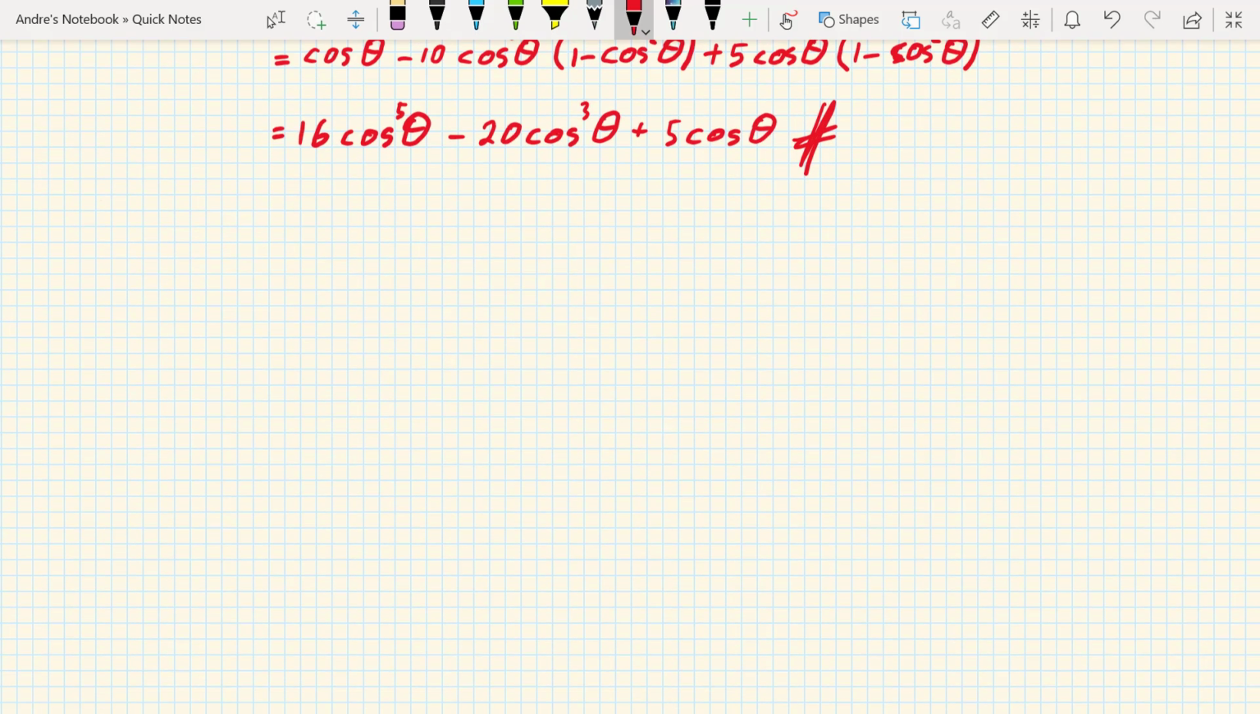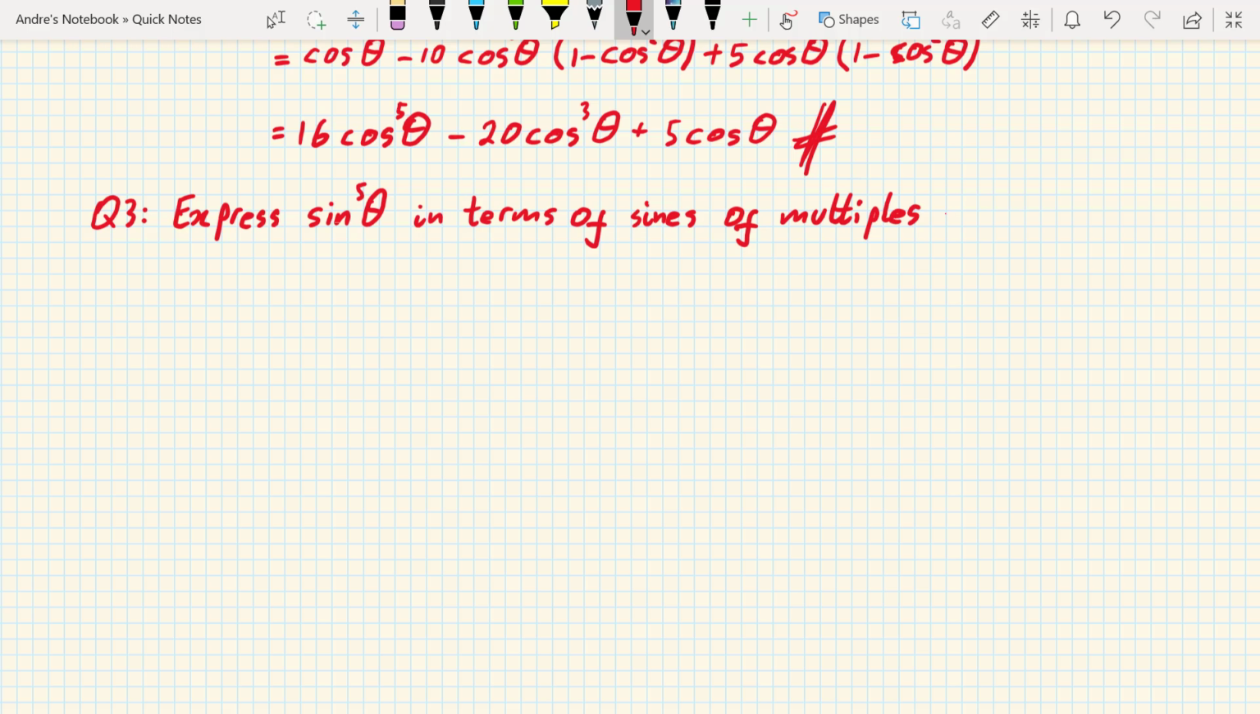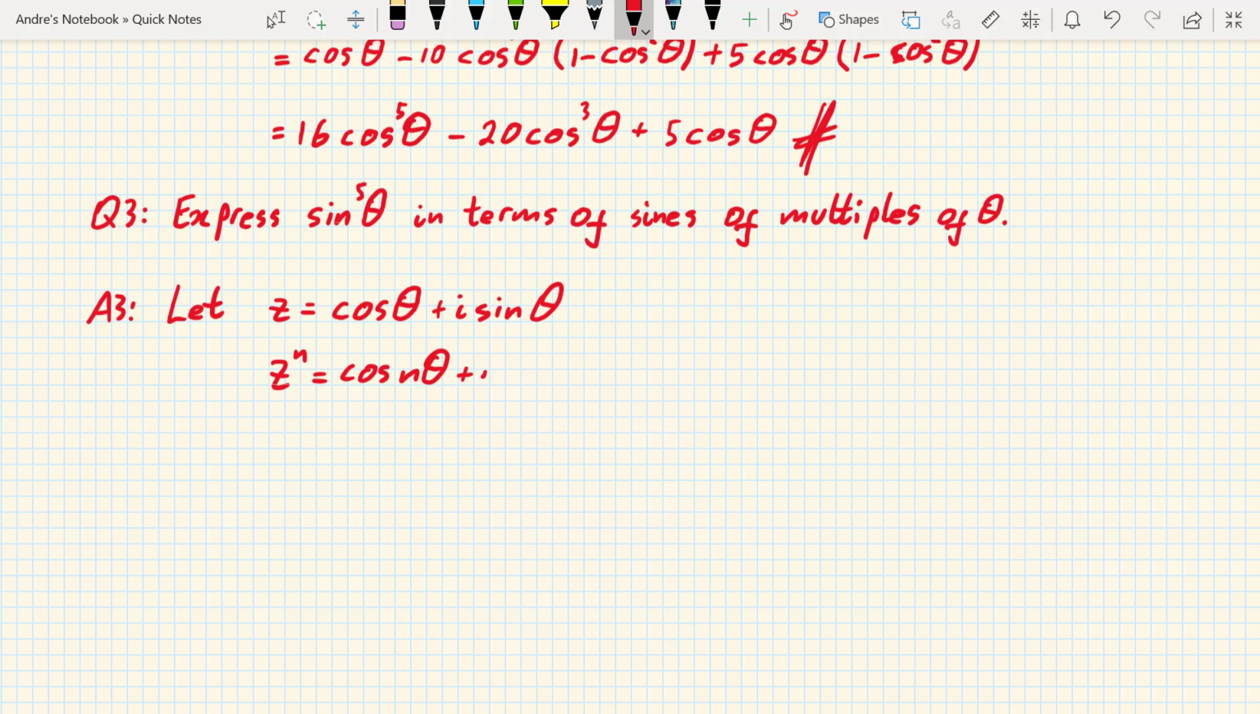The next example is slightly different. Here we're required to express sine to the 5 theta in terms of sines of multiples of theta. We're going to start slightly indirectly: we let z equal cos theta plus i sine theta. By de Moivre's theorem, z to the n is cos n theta plus i sine n theta, and z to the minus n is cos n theta minus i sine n theta. And here we've used the result that the sine of minus n theta is minus the sine of n theta.